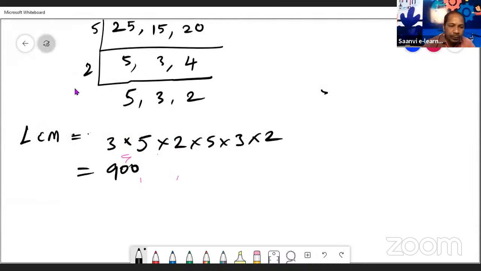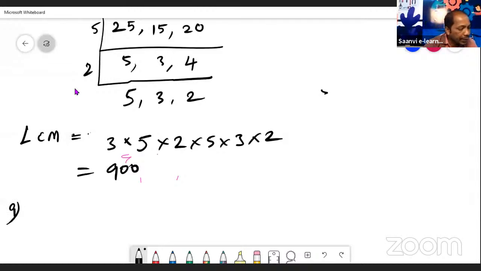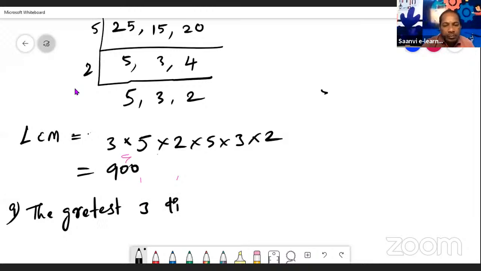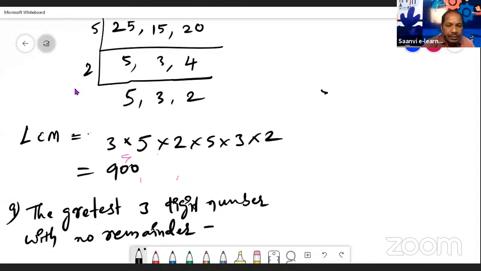So therefore, we write the greatest three-digit number with no remainder is 900. Okay.